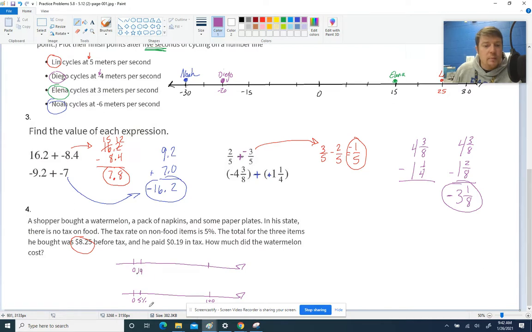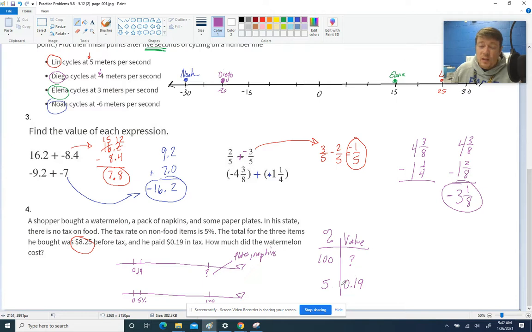Or 0.19. And since that was 5%, we were really trying to find out what was the price of the napkins and the paper plates. So the 100% here in this particular case are the plates and napkins. And we're just kind of ignoring the watermelon at the beginning. If you were going to make a table for this, if you like tables better, you would have percent and value. Your 100%, we didn't know. We didn't know how much the paper plates and the napkins cost to start. But we do know that 5% of them being taxed cost us 19 cents.